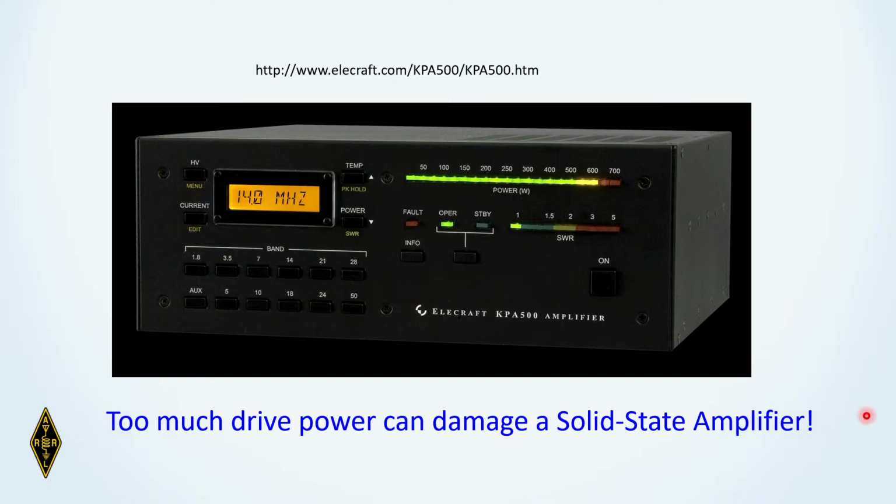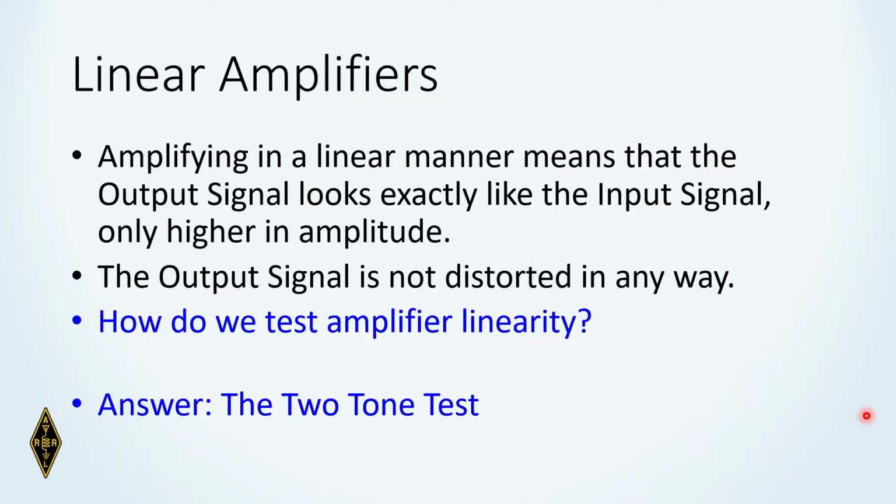And linear amplifiers are Class A amplifiers. They amplify a signal in a linear manner, which means that the output signal looks exactly like the input signal, only higher in amplitude. The output signal is not distorted in any way. And we test amplifier linearity to see how good it is using something called the two-tone test.